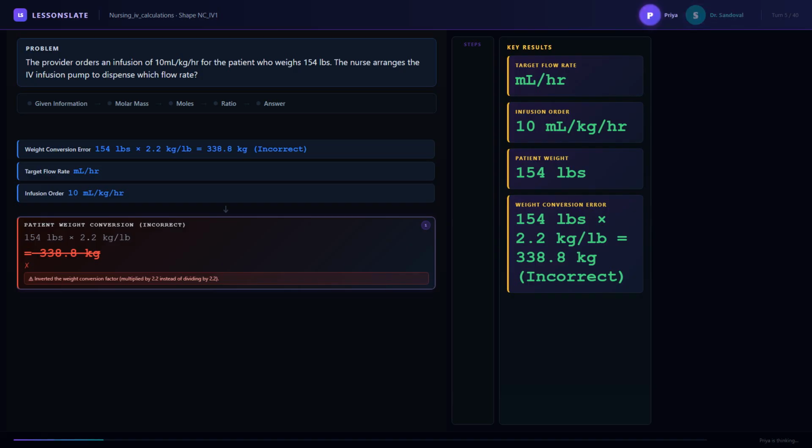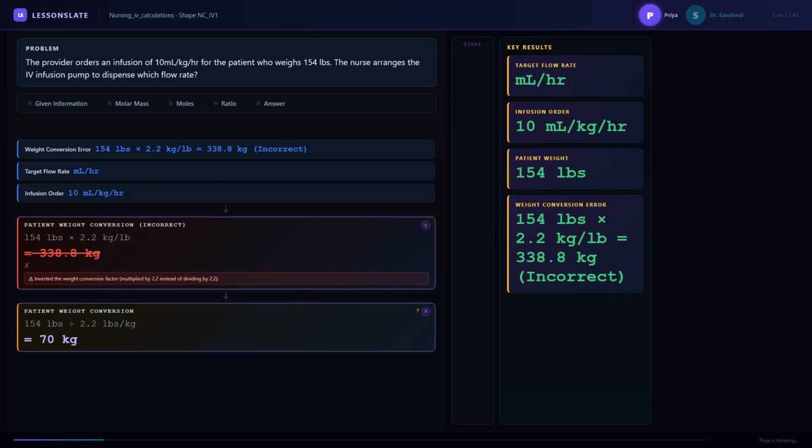Oh, right. I totally flipped that. If there are 2.2 pounds in 1 kilogram, then I need the kilogram number to be smaller than the pound number. So, I should divide 154 pounds by 2.2 pounds per kilogram. That would make it 70 kilograms.